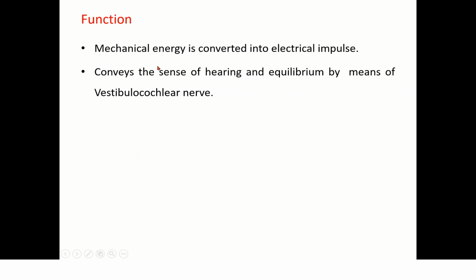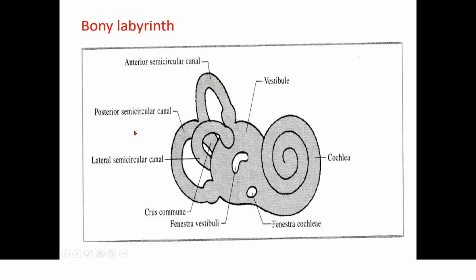The functions are, here the mechanical energy is converted into electrical impulse, and it conveys the sense of hearing and equilibrium by means of the vestibulocochlear nerve. You can see here, this is the bony labyrinth. The parts of the bony labyrinth from anterior to posterior are the cochlea and the vestibule. You can see here the fenestra cochleae within the scala tympani, and here the fenestra vestibuli within the vestibule, and here the anterior semicircular canal and the posterior semicircular canal.